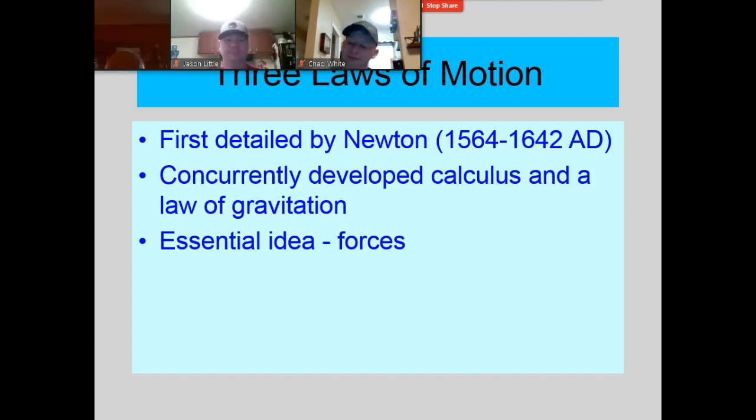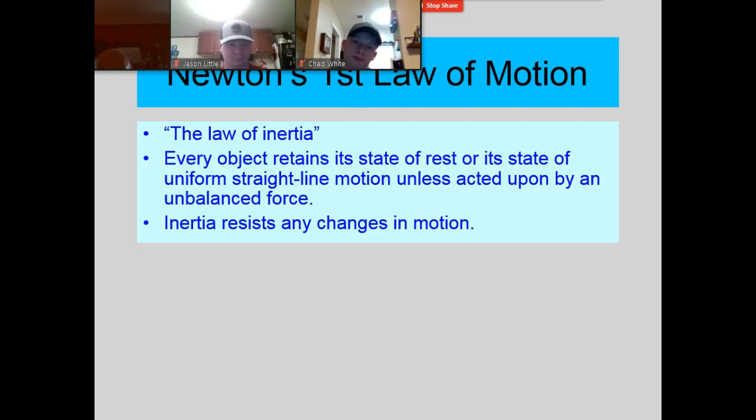But for the 3 laws of motion, the essential idea was the idea of forces, okay? You'll see the force mentioned in every one of these 3 laws of motion. So let's go to the first one. Now this one, basically, the outline of it and everything was done by Galileo, okay? Newton read Galileo's work and expanded it and perfected it, okay?